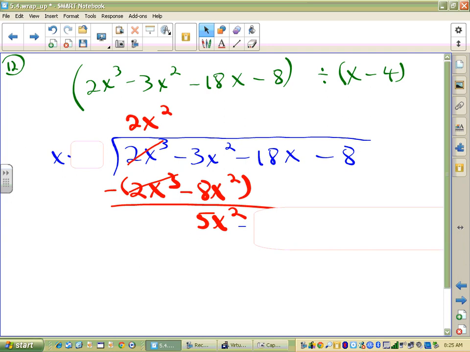How many times does x go into 5x squared? I guess it goes in positive 5x times. Good. Okay.